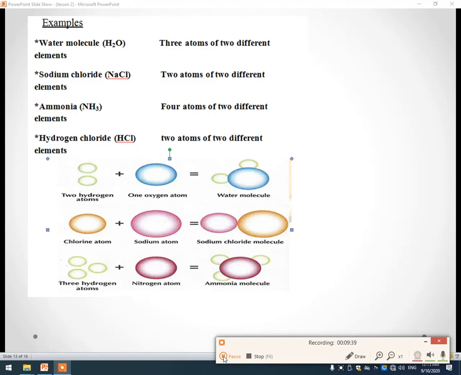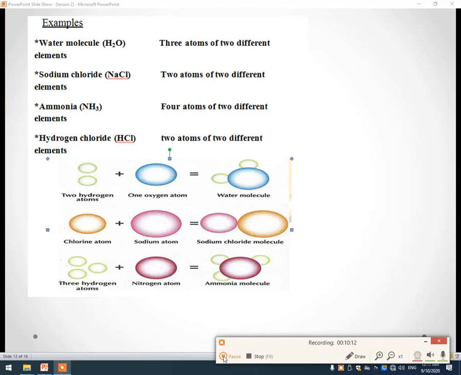The third example here is ammonia. Ammonia can be written NH3, N for nitrogen, H for hydrogen. So how many atoms do we have here? We have 4 atoms: 1 atom of nitrogen and 3 atoms of hydrogen. So we have here 4 atoms of 2 different elements, which are nitrogen and hydrogen.